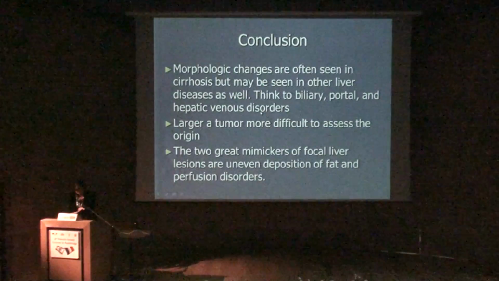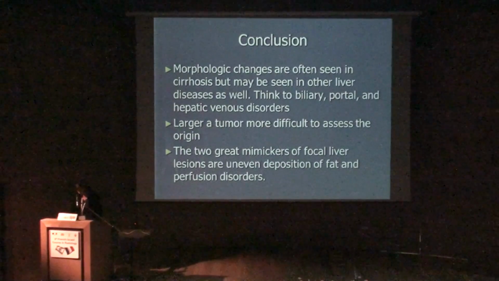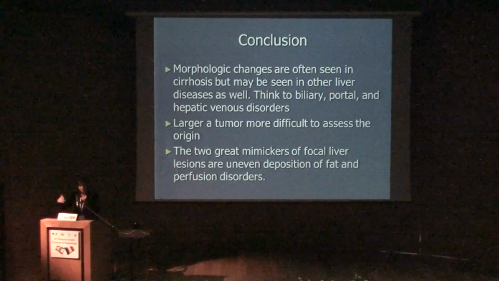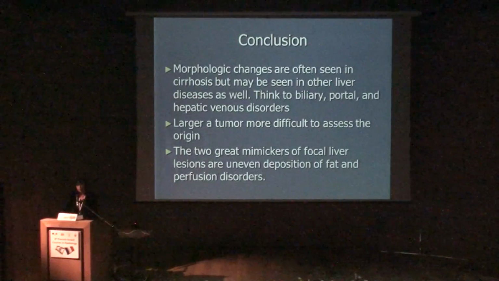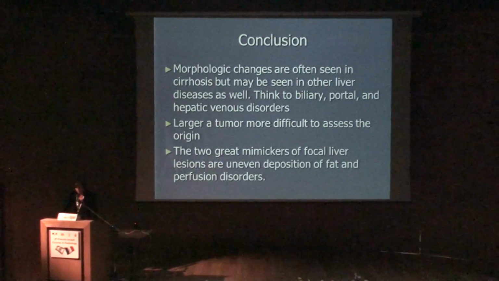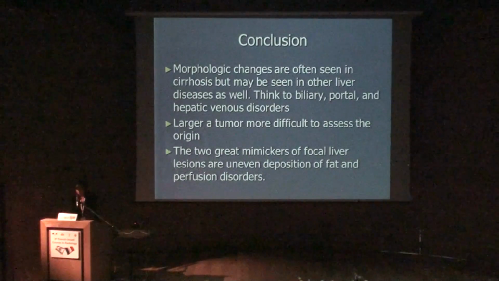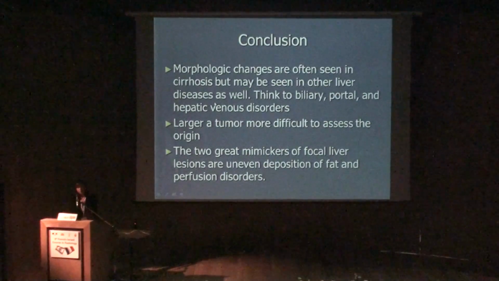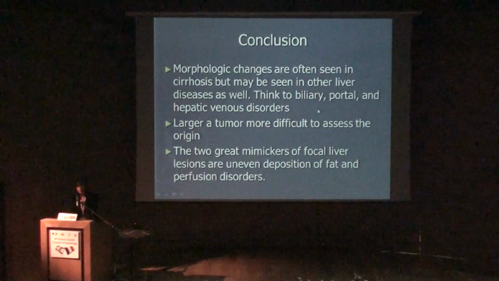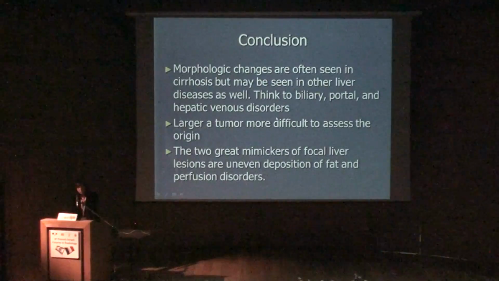So let me now conclude. First of all, I have just picked up some of the pitfalls I considered important, but there are many others. I'd like to stress that morphological changes indeed are often seen in patients with cirrhosis, but they may be seen in other liver diseases as well. So please think of biliary, portal, and hepatic venous disorders.